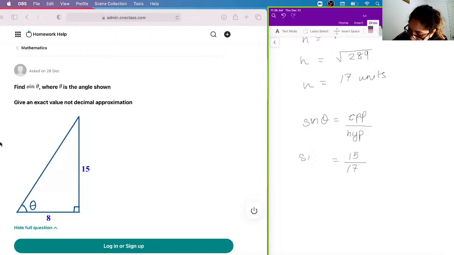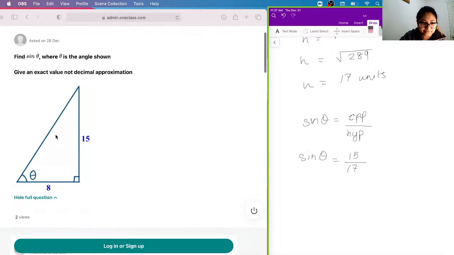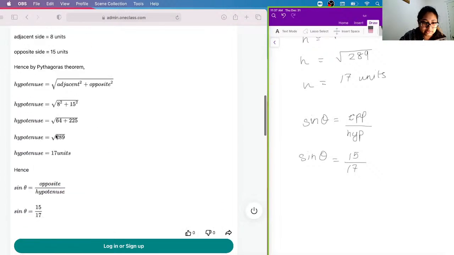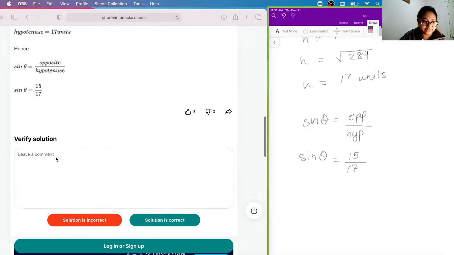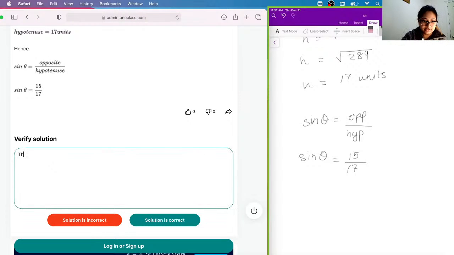So sine theta is equal to 15 over 17. Okay, since it said not to give a decimal approximation, it wants a fraction. And so this is the exact value. And yeah, this is the solution.